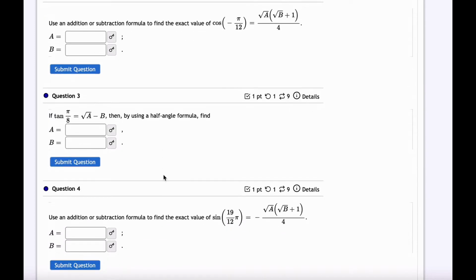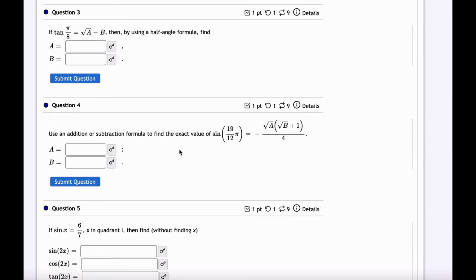Same idea for question 3. Question 3, we're using tangent of pi over 8. You might struggle with that, but if you convert it to degrees, you'll see that that's 22.5 degrees, which happens to be exactly half of 45 degrees, which makes sense because it's asking you to use a half angle formula. More of the same down here. Convert this into degrees so that you can tell what angles you can add or subtract to come up with that value. And again, we're using an addition or subtraction formula for this one.